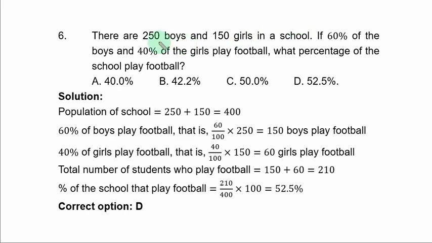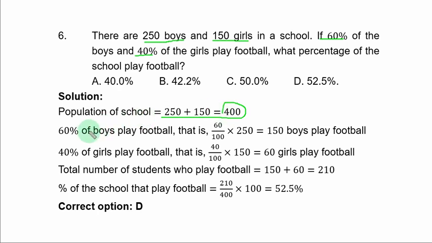Question 6. There are 250 boys and 150 girls in a school. If 60% of the boys and 40% of the girls play football, what percentage of the school play football? So you get 60% of the total population and 40%, then you are good to go. So population of the school, that is 250 plus 150, that is 400. We'll use this one later.